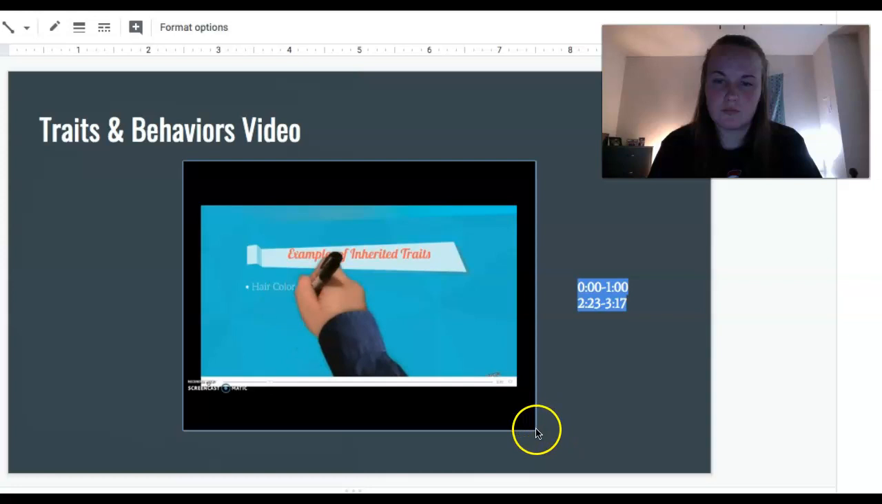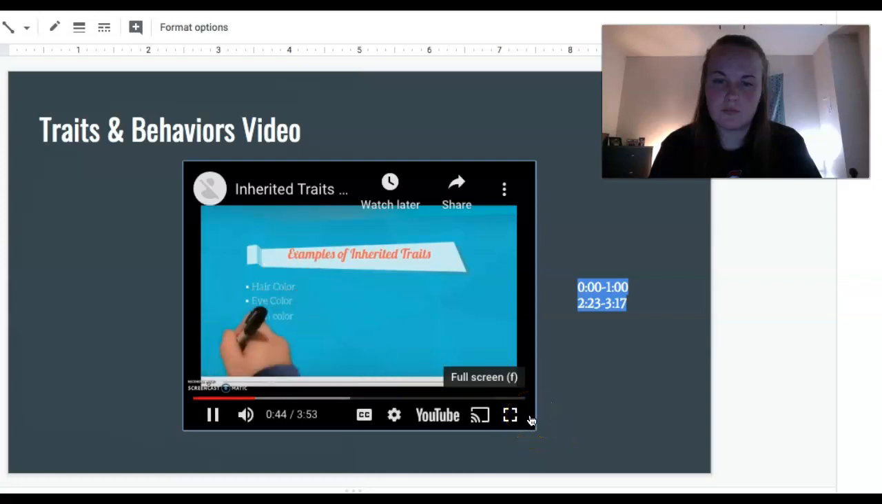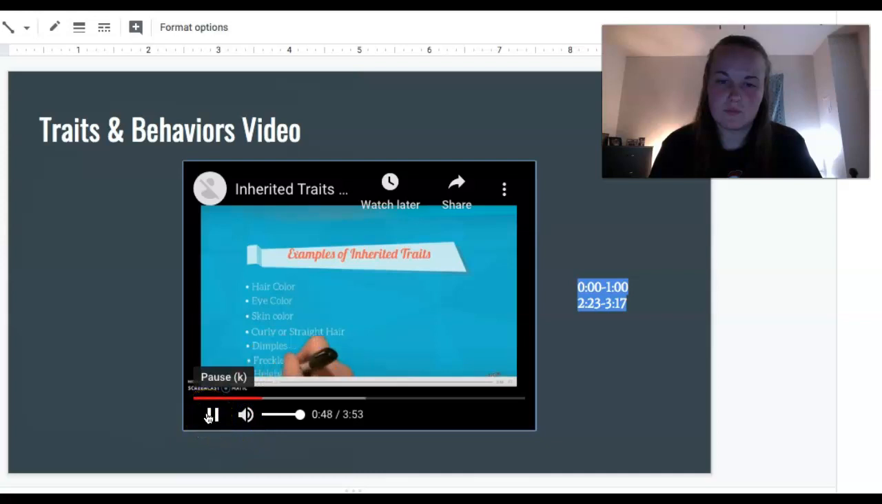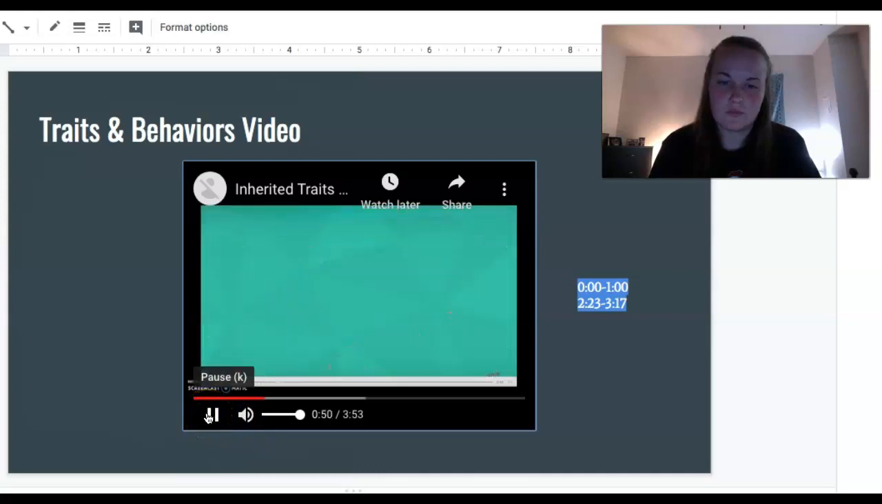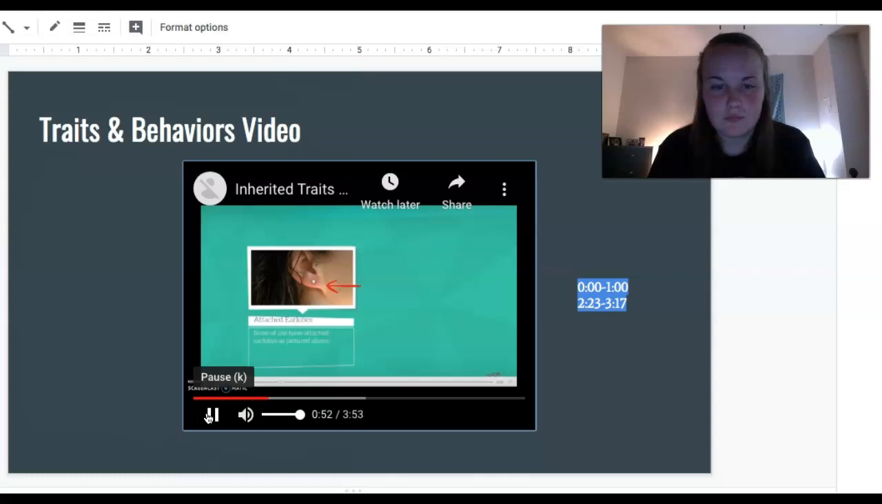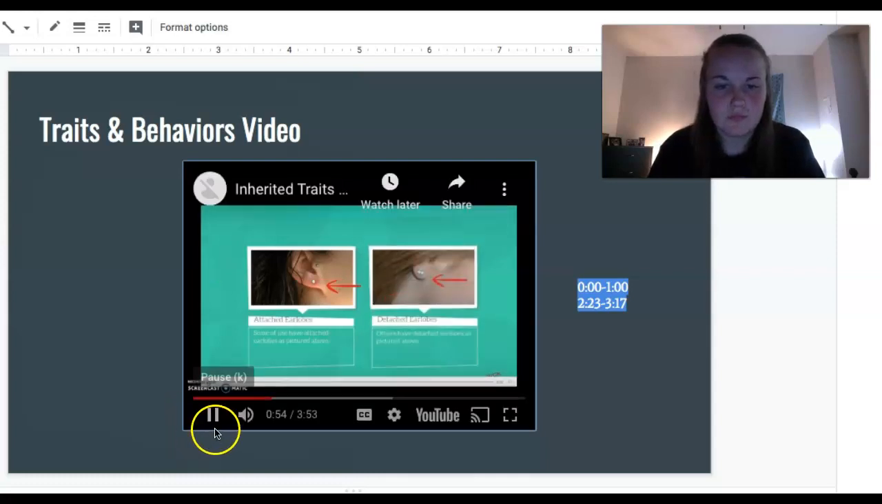Some examples of inherited traits include hair color, eye color, skin color, curly or straight hair, dimples, freckles, and height. Some of us have attached earlobes, as pictured above, and others have detached earlobes. These are both examples of inherited traits.